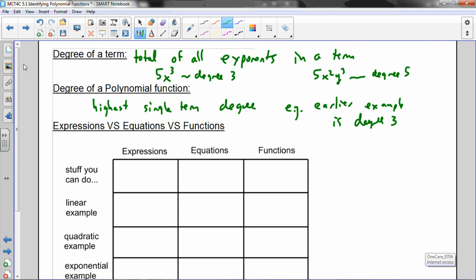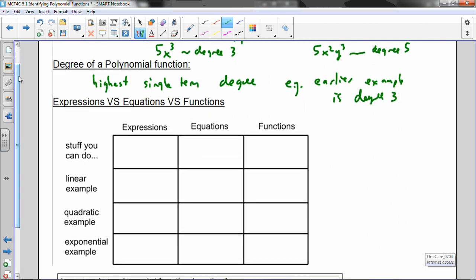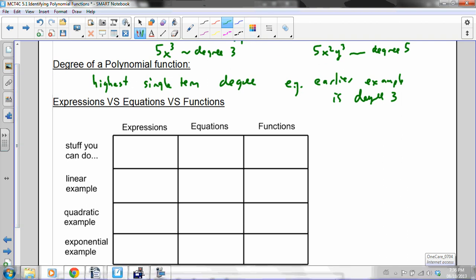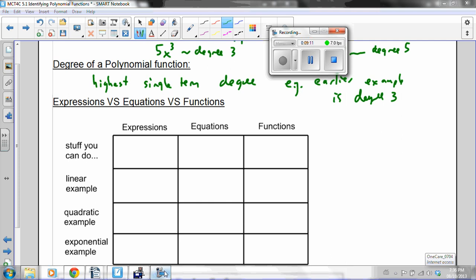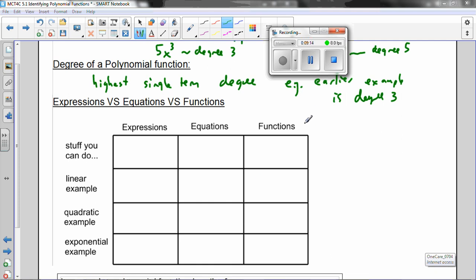Okay, we've gone back and forth between functions and expressions. There's also equations. What's some stuff we can do? Well, here we go. Let's check the time here. I'm going to stop there and do the second part in the second half of the video, okay, folks? It's not going to be long, but it's worth stopping for.